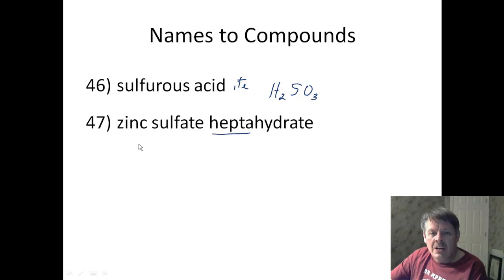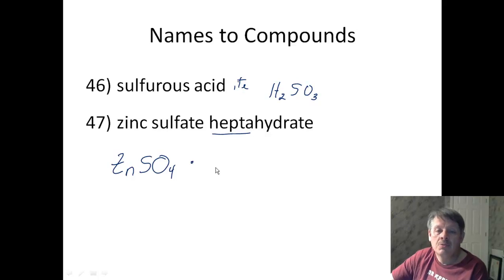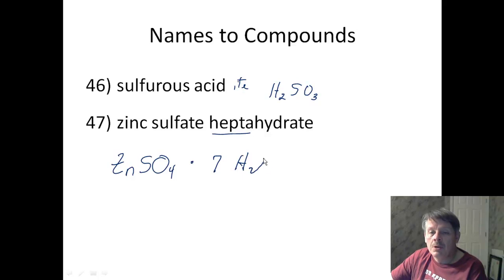We have a hydrate, which means the zinc sulfate has to be named as an ionic compound. Zinc is a +2, sulfate's a -2, they cancel each other out, so it's ZnSO4. And hepta means 7, and that's waters.